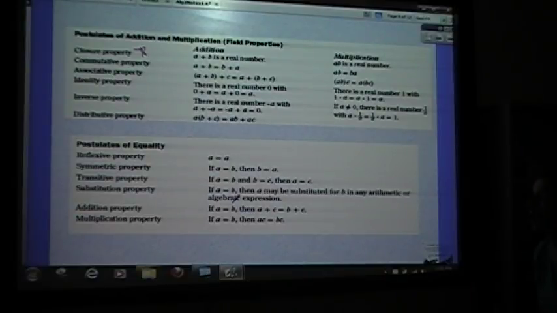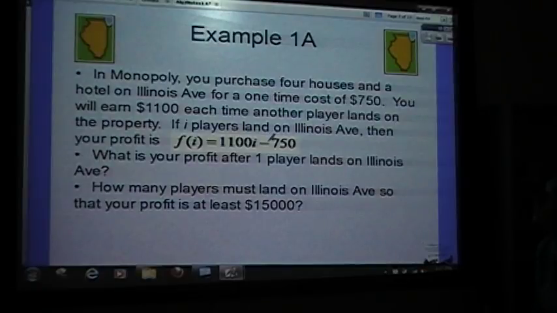Substitution property, we use that all the time. You can plug things in to solve. Addition property is saying add the same thing to both sides is legal, or multiplying the same thing on both sides is legal. Okay, so let's move along here.